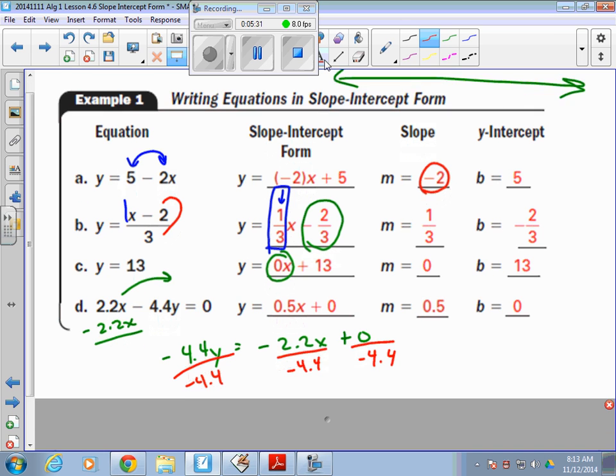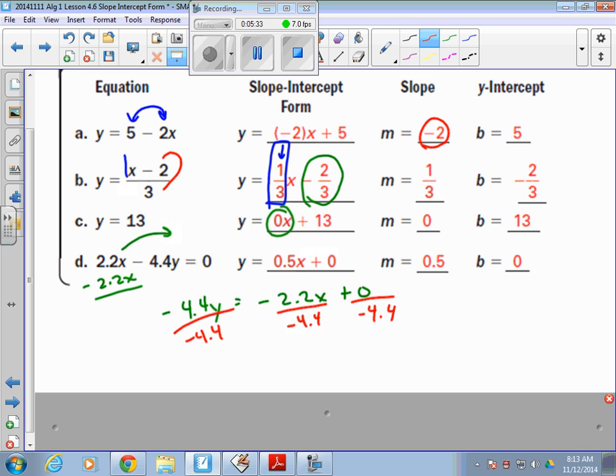A negative divided by a negative is going to be a positive in this case. The number 2 goes into this one time, into this one 2 times. So it's going to be like 1/2 x plus 0 divided by anything is 0. So y equals 1/2 x. We know it's the same thing as 0.5x plus 0. So your m value is 0.5. Your b value is 0.